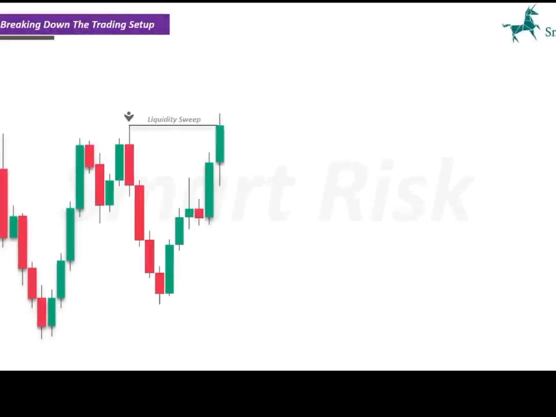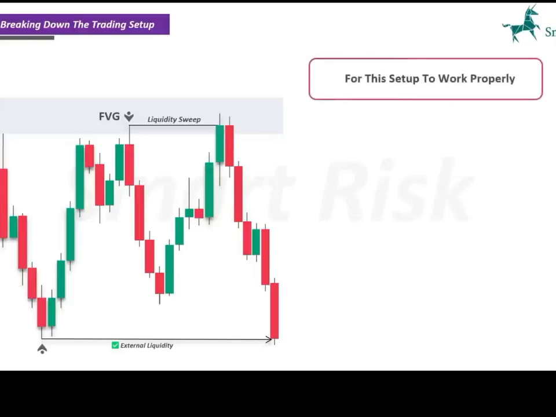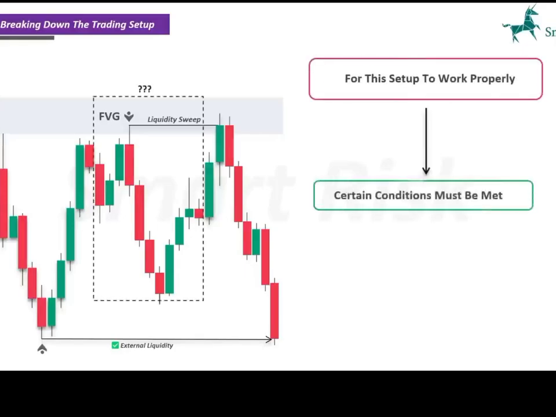In a bearish scenario, the same concept applies in reverse. Price sweeps buy-side liquidity from a key level at a specific time, taps into an unmitigated bearish fair value gap, and then quickly reverses back inside the range before continuing lower. But once again, for this setup to work properly, certain conditions must be met.